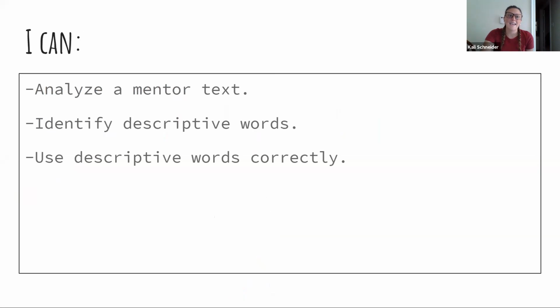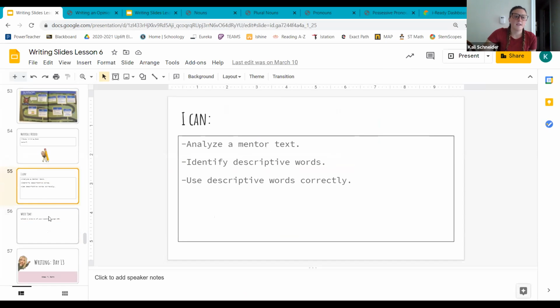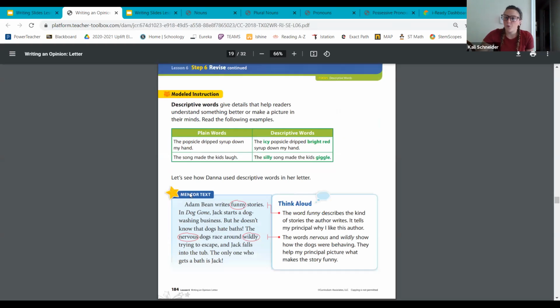Our objectives are: I can analyze a mentor text, I can identify descriptive words, and I can use descriptive words correctly. So it sounds to me like we're going to focus on describing our writing to get better details today. So let's go ahead and look on page number 184. On page 184, you're going to revise your opinion letter, focusing on descriptive words that will make your writing stronger. So today, let's go ahead and read the instructions.